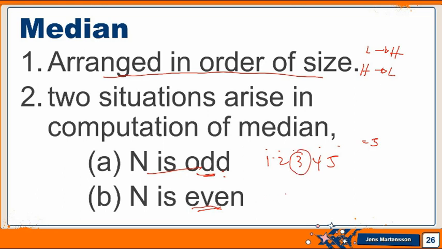Pero kapag naging even, 1, 2, 3, 4, 5, and 6. So, even. Yung dalawang nasa gitna, kailangan mo munang i-add and then divided by 2. Always. So, makukuha mo is 3.5. So, ito ang median natin ngayon.